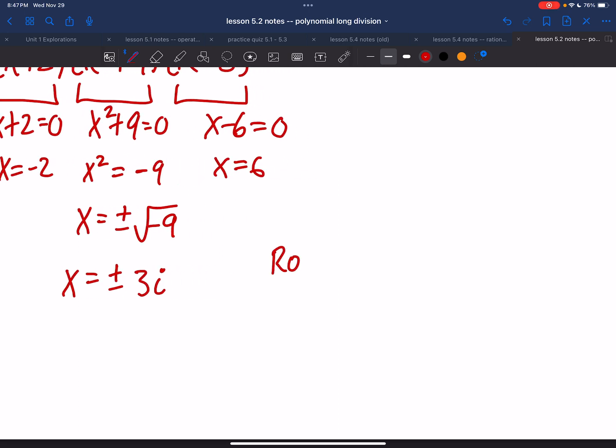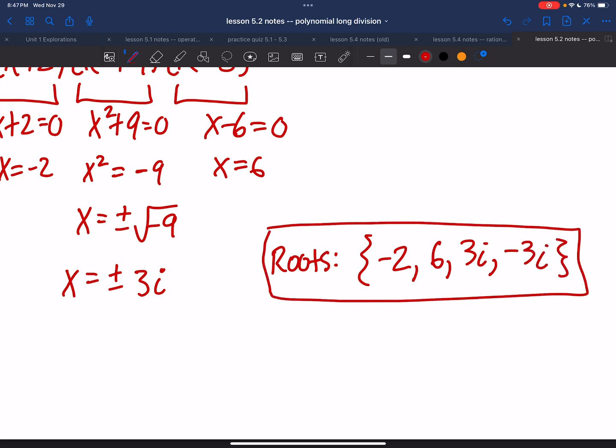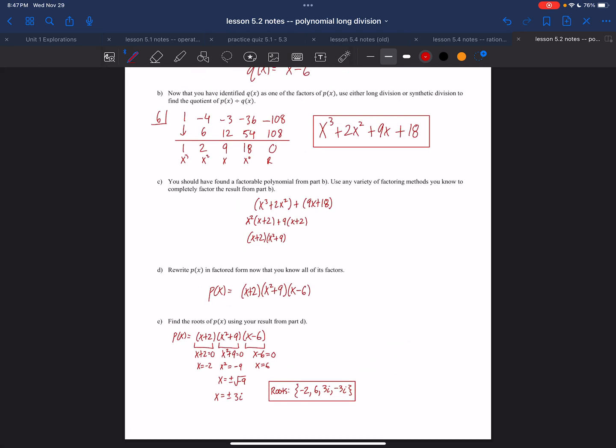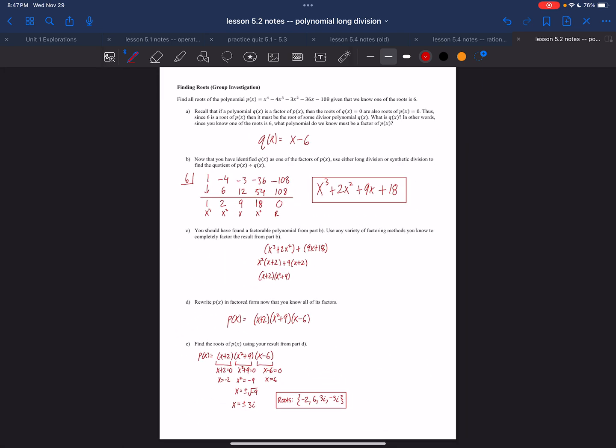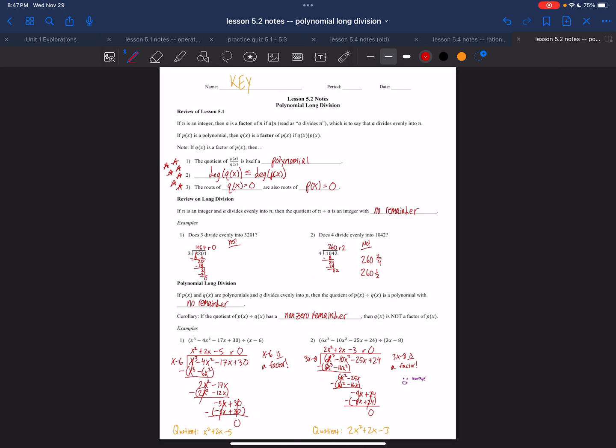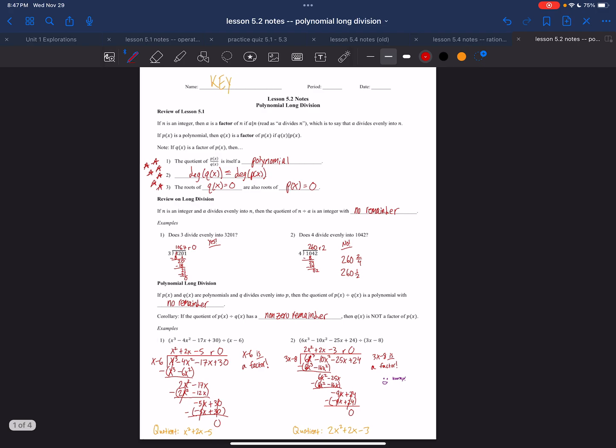The roots are this set: -2, 6, positive 3i, and negative 3i. And that is it. You found it. Yippee! Okay, so that's the lesson. That's everything there. It covers just about everything you need to know, okay?